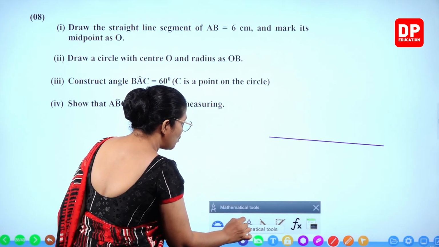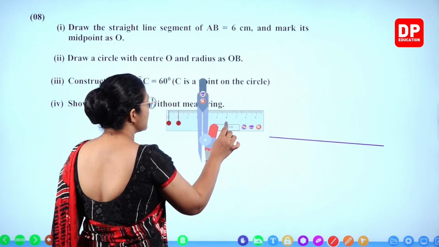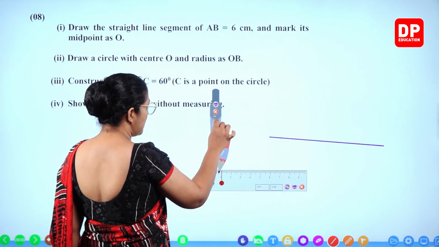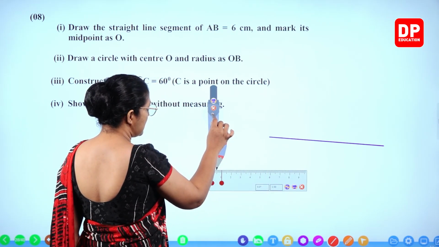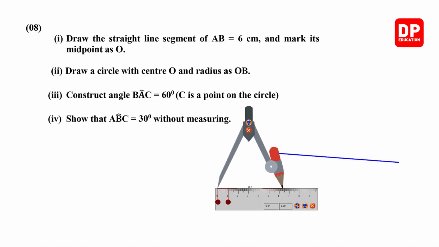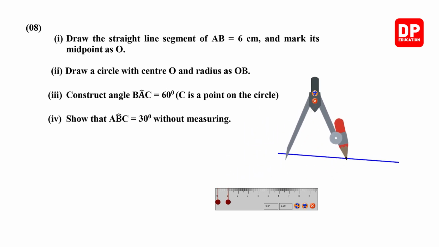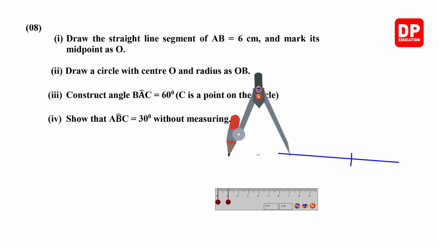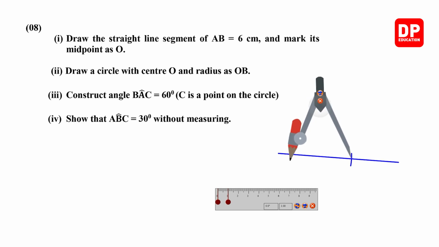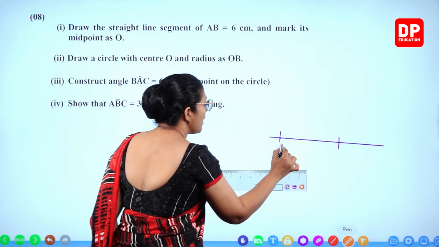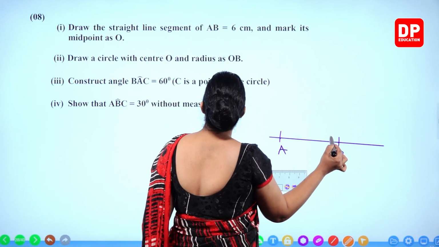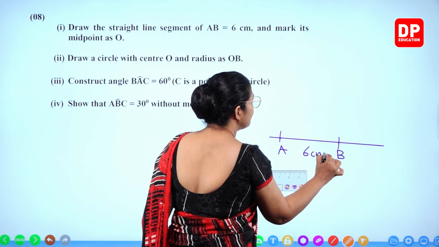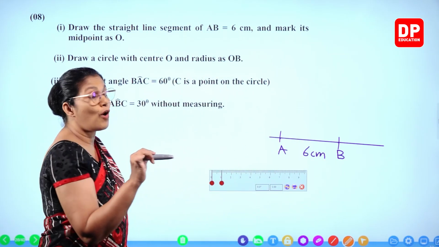So what you do is take the ruler and the compass. You can measure 6 centimeters and mark it on the line segment. That's AB. So you can mark AB as 6 centimeters. Then you have to mark its midpoint as O.